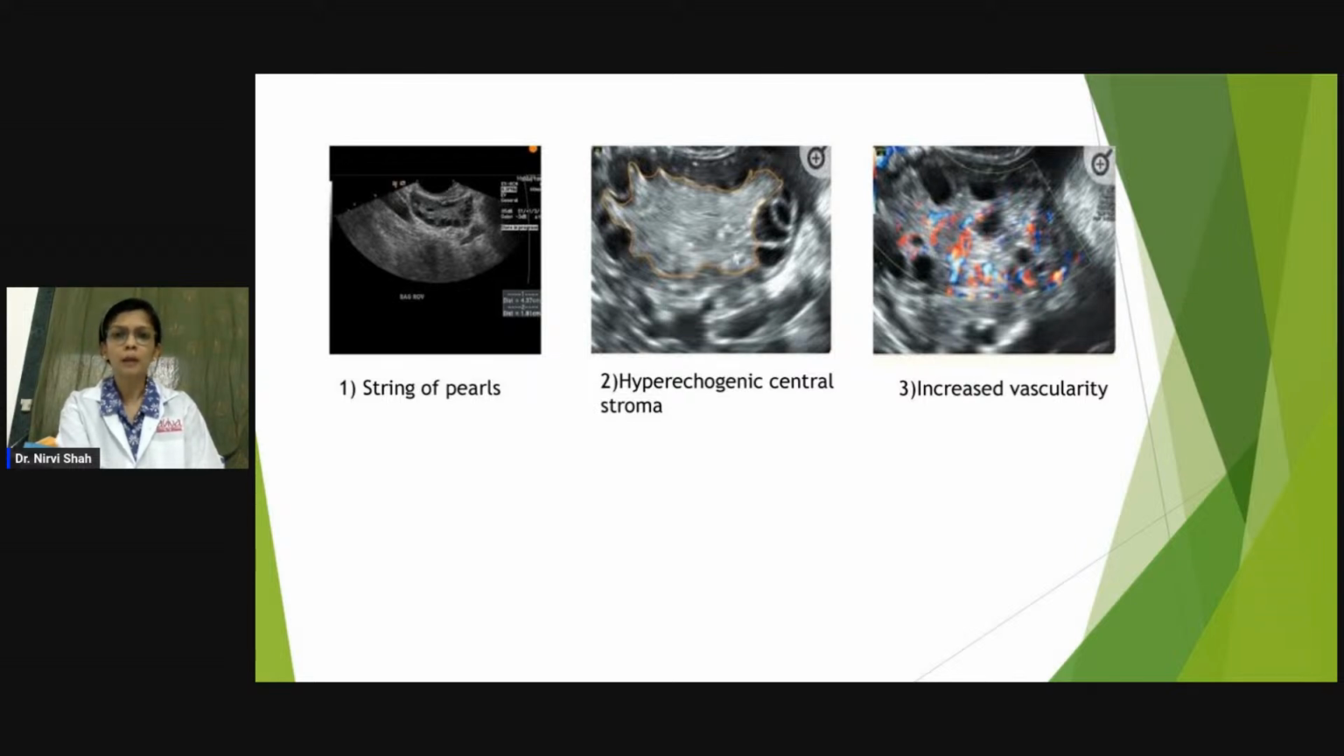Follicle number per ovary of more than 20 is the most accurate marker for PCOD on USG. Also, in adolescent girls with PCOD, we do not use USG as a criterion for diagnosis. That is a very important takeaway point.